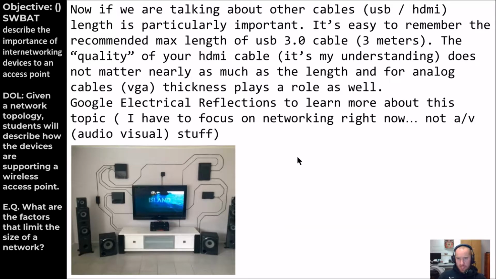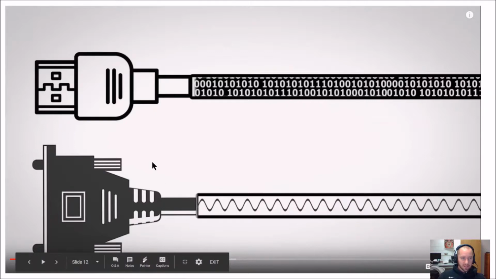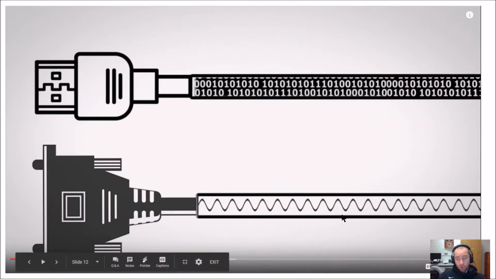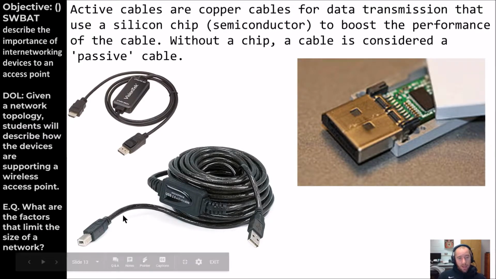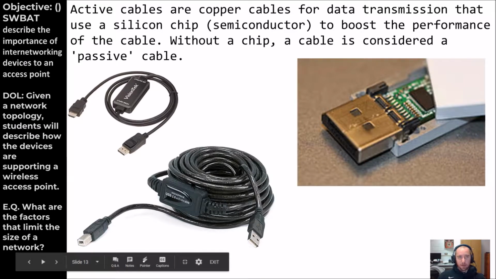I have to focus on networking here, but before I finish, just know that there's a difference in digital cables and analog cables. This is VGA and this is USB, and the way ones and zeros are transferred in these are different. And check this out, some cables have a little repeater built inside of them. That way, from this point to that point, on this USB cable, the ones and zeros don't disappear on you.